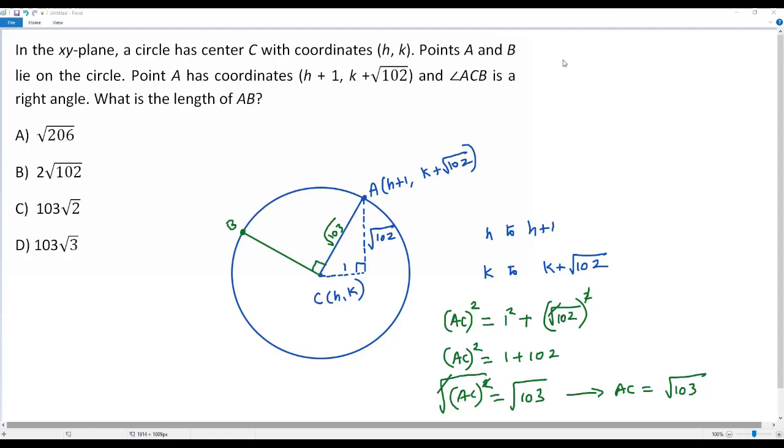And now let me connect the two points A and B. Okay, now I have connected the two points A and B. Now my aim is to get the length of AB, that is the length of this red color line segment. Here this BC also represents the radius of the circle. Already we got the radius of the circle, that is square root of 103. Then the length of BC is also the same, square root of 103.